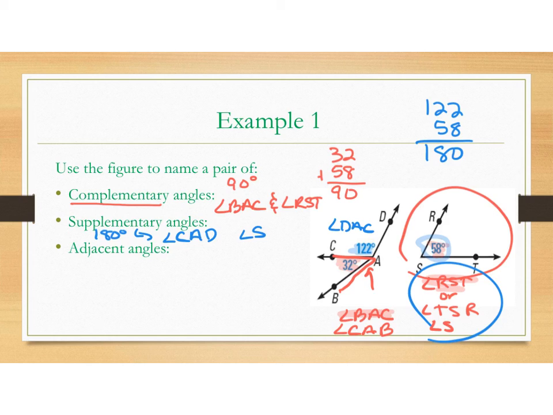The adjacent angles in these pictures are these two right here. So we can say DAC is adjacent to angle CAB. Or again, you can do it in reverse. Notice they are sharing vertex A, and the side that they're sharing is this CA.